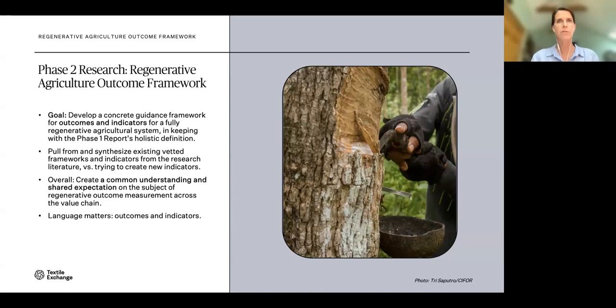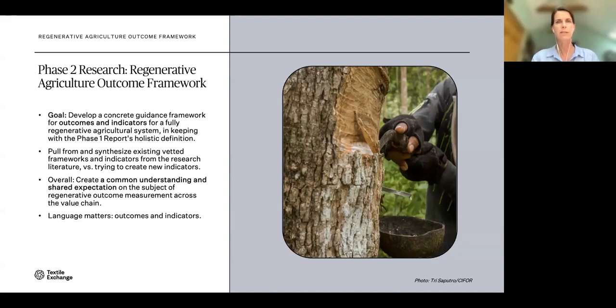And we're aiming to create that common understanding instead of shared expectations, not to say that one is the ultimate, but really to have a set that people can choose from that is context adaptable and flexible for a range of cropping and grazing systems.